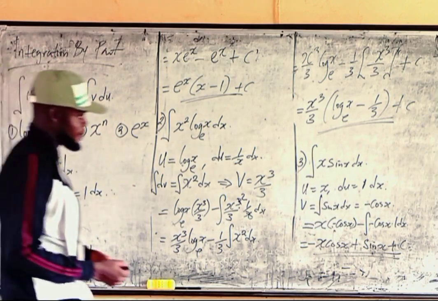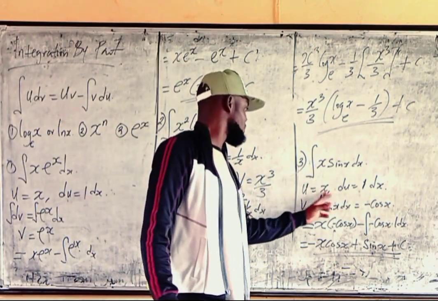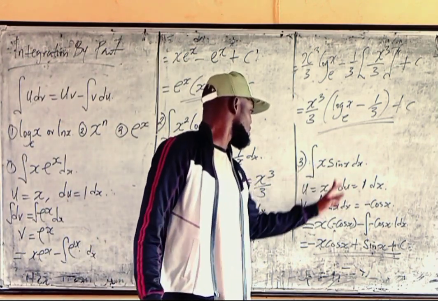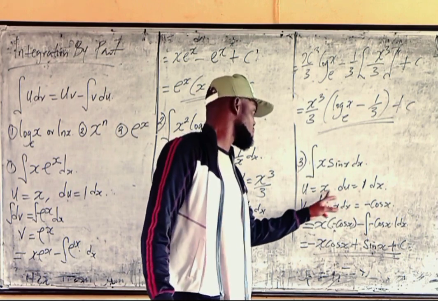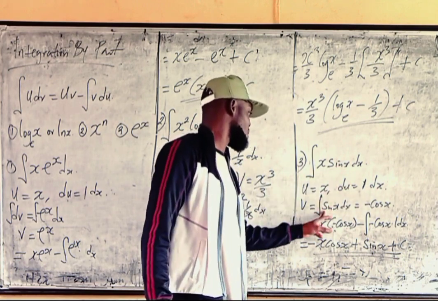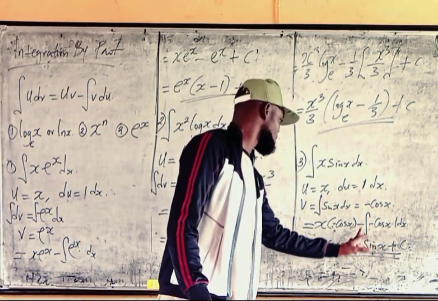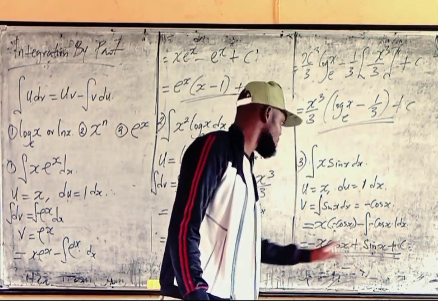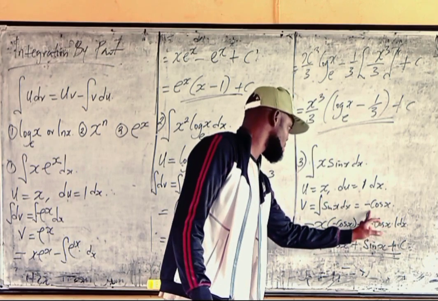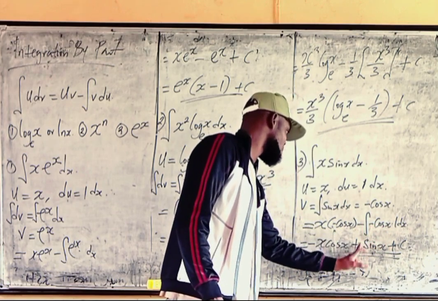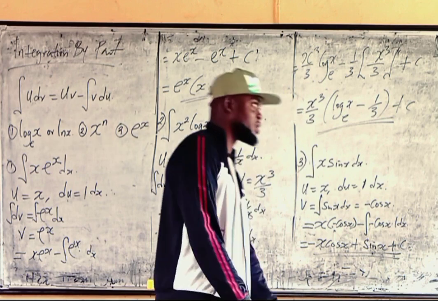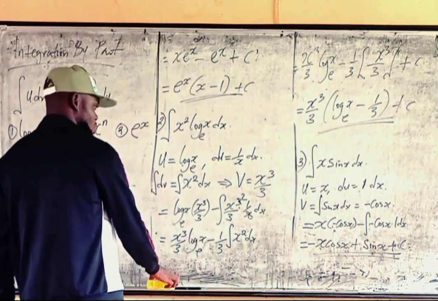So first thing, you choose your u, then differentiate the u, integrate the other one to get your v, and infuse into this formula. Now that's not plus plus. The minus is already out. Integrate cos, you are going to have sine. That's what you are going to have.